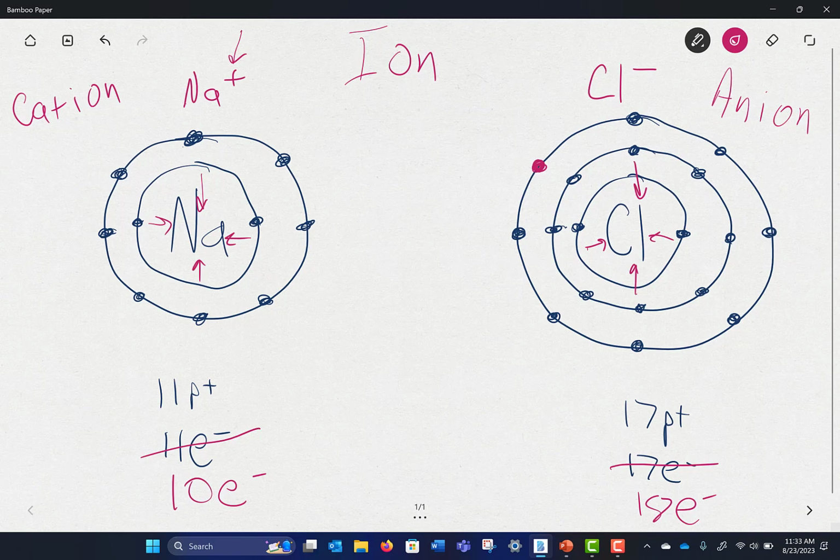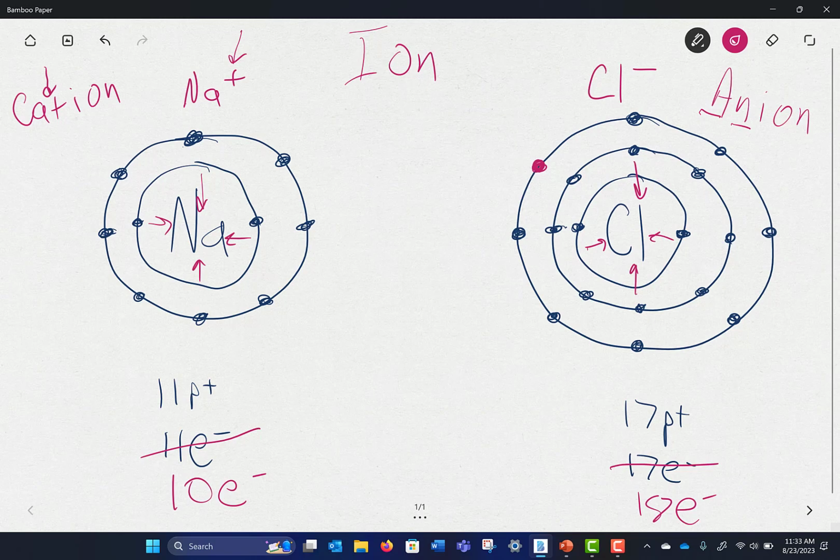And if that's hard to remember, one way that you can think about it is cations have a plus right there in the middle of the word. And anions are a negative ion. So that's one way that you can keep them straight.